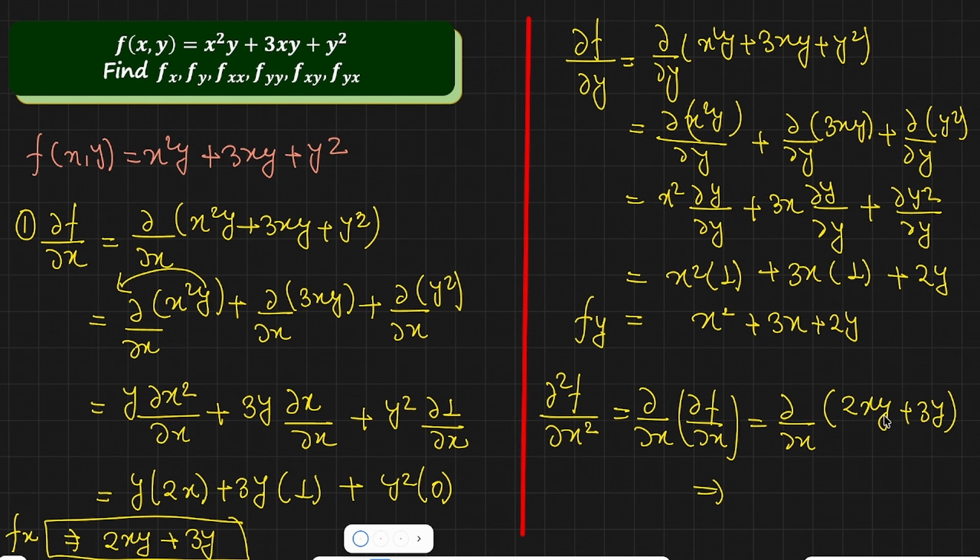Then simple, y is constant, 2 is constant, y and 2 as it is, partial derivative of x is 1. Okay, this is 3 into y, both are constant because there is no x term, so it will be 0, it will be 2 into y. So this is partial derivative with respect to 2 times x. Okay, now this is your x square plus 3x plus y. So what is the partial derivative with respect to y? It was x square plus 3x plus 2y.